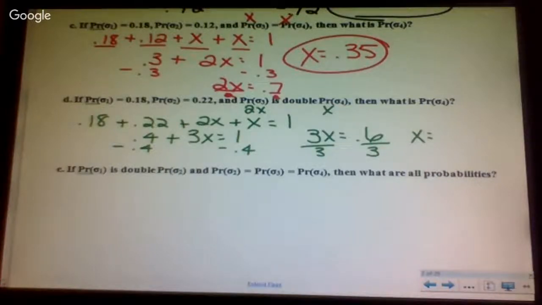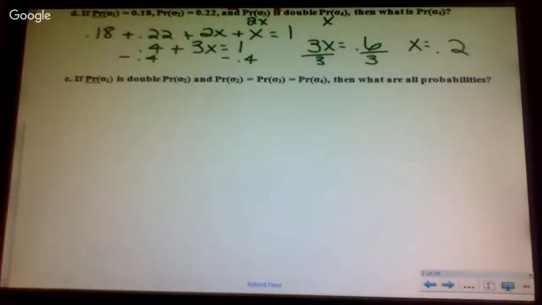That is 0.2. All right, let's see what this last one does for you. Here we go. Now, they got 2x for the first, but this time they don't tell us anything. Okay, P1 is double P2. P2, P3, and P4 are equal. So P1 is double P2.